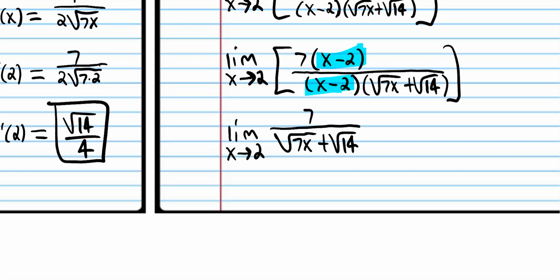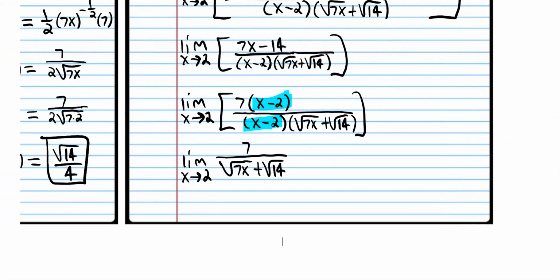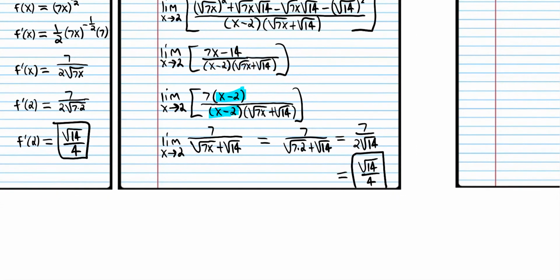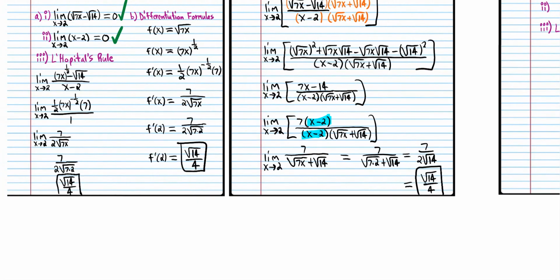So now we can let x equal 2. We can go off to the right here. As soon as x equals 2, we get rid of the limit notation, and at that point we have 7 over 2 root 14, and when you simplify you get root 14 over 4, which is exactly what we got in the previous problems.